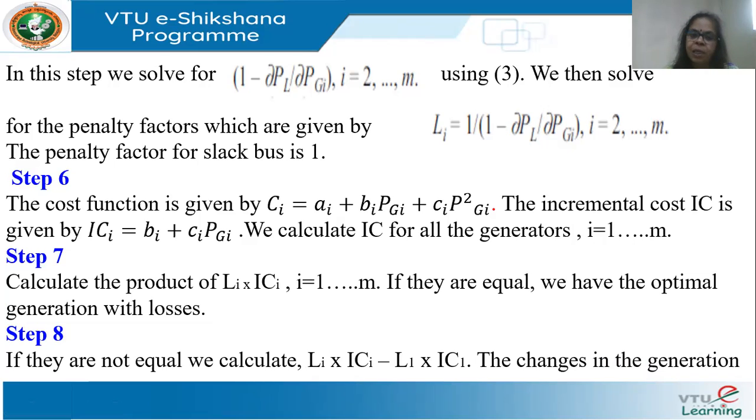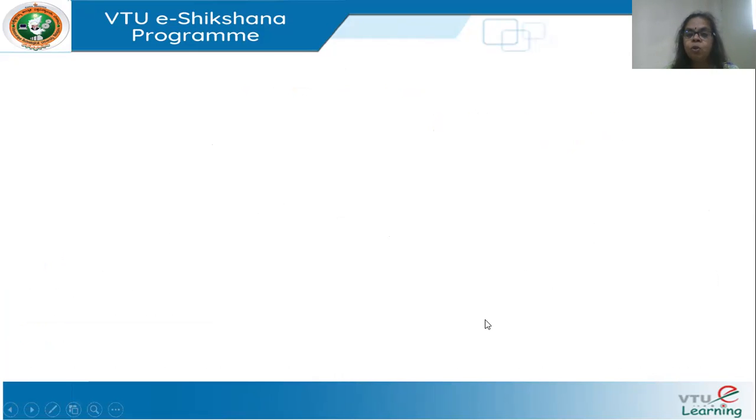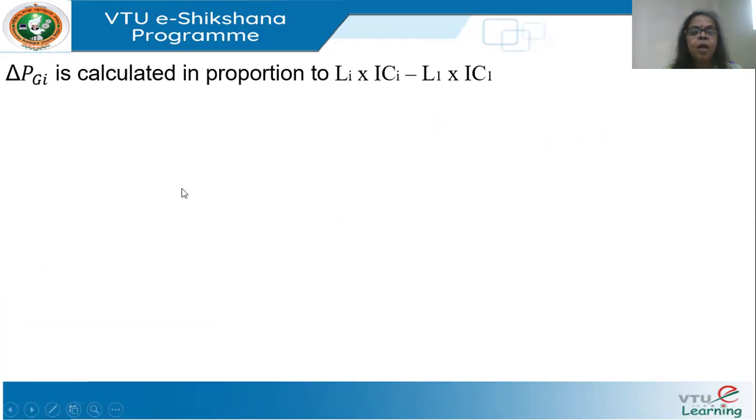So that's why its penalty factor will be 1. Now you calculate this difference, and obviously I have not reached the optimal solution because all the products are not equal. So you calculate delta Pgi in proportion to this difference.